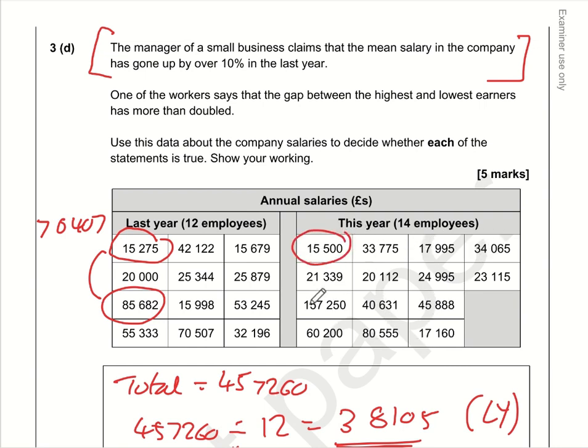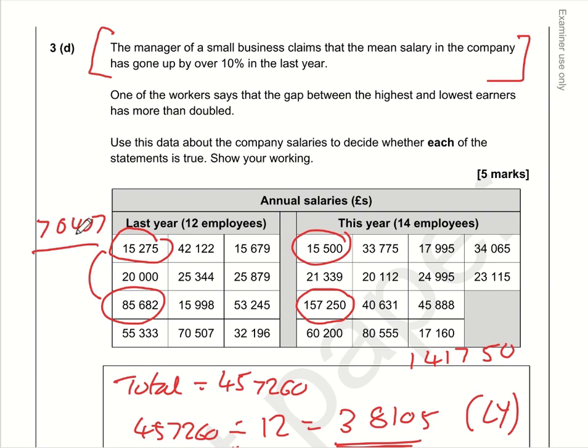And for this year, anything lower than 15,500, it appears not. So that is the lowest. And is it anything bigger than 157? No. Okay. So what is the difference between these two amounts? So that is 157,250 take away 15500, and that is a range of 141,750.